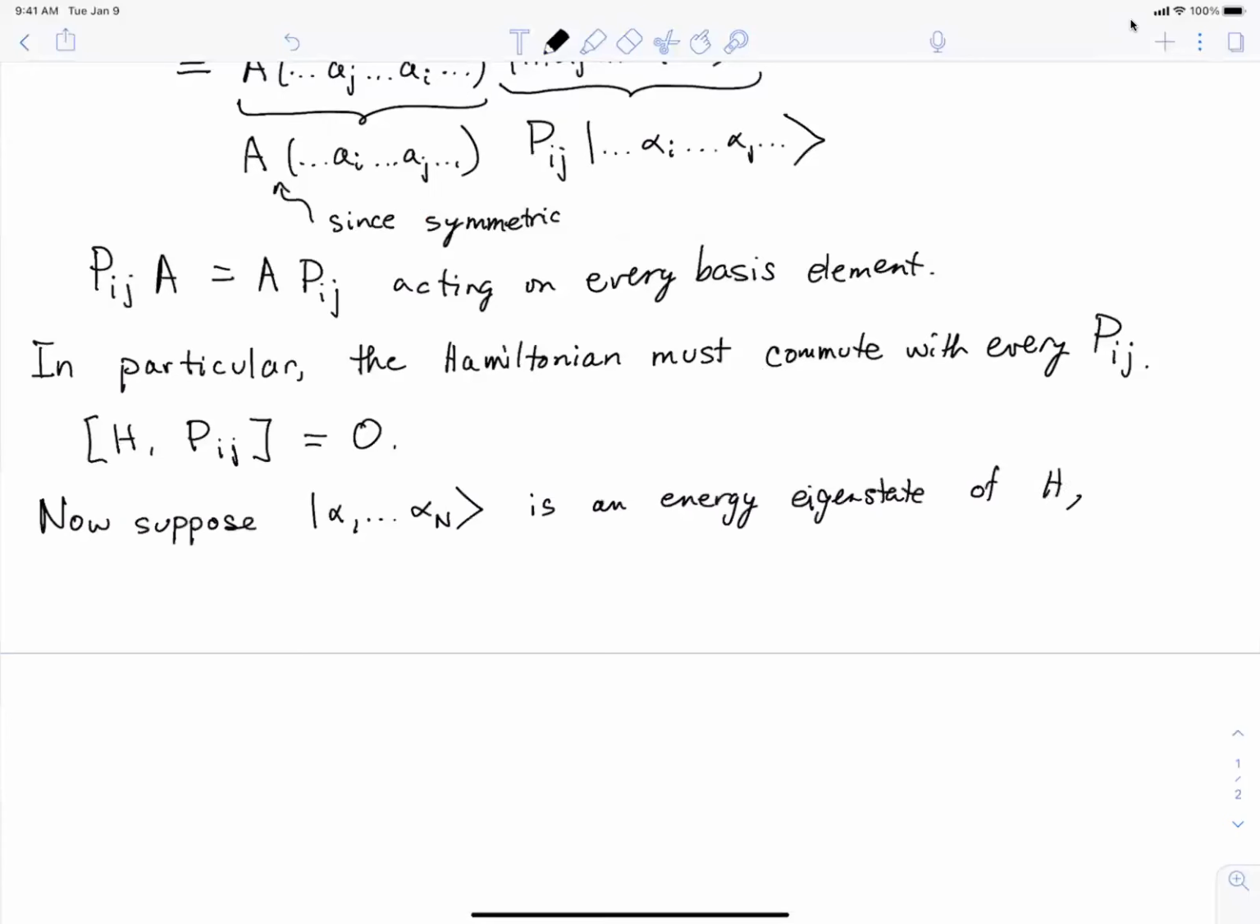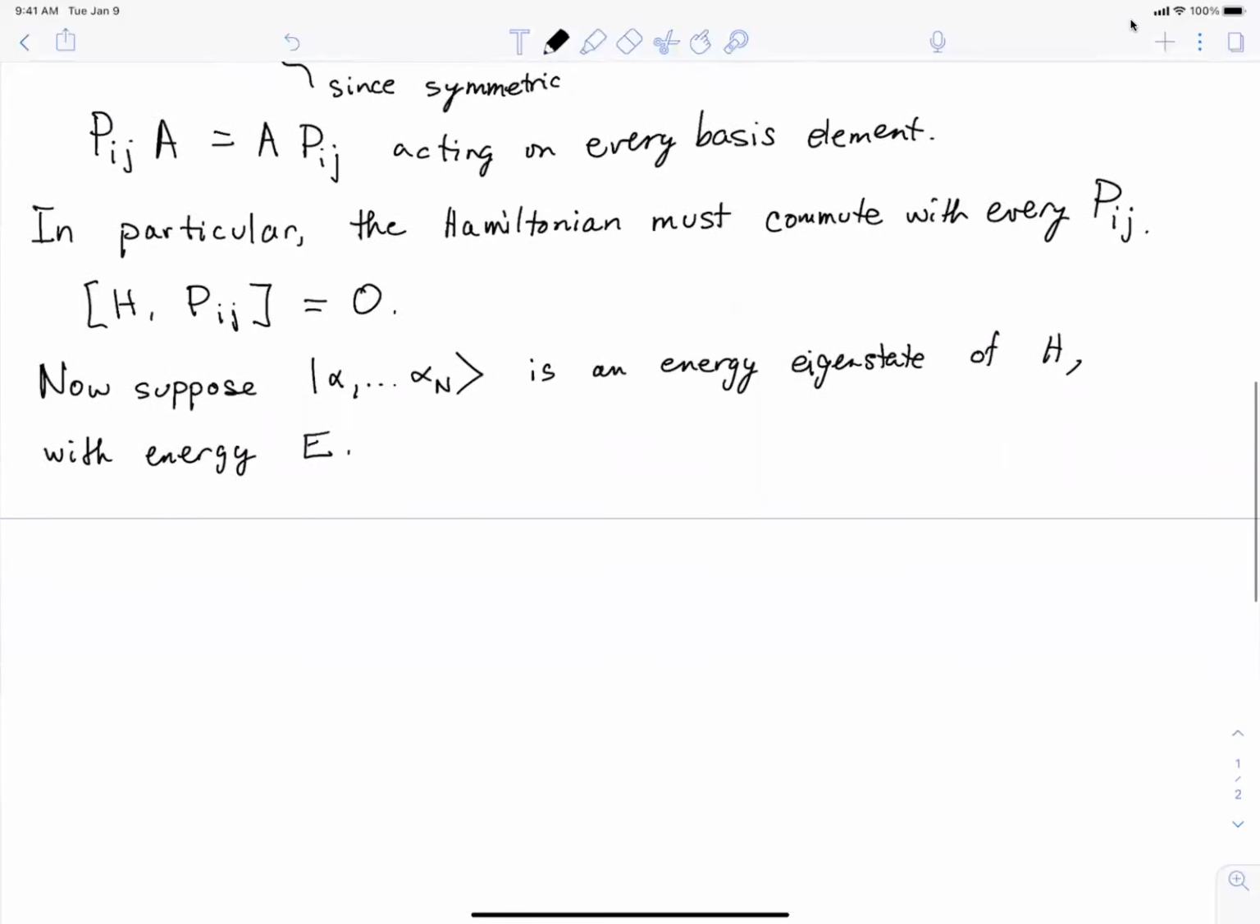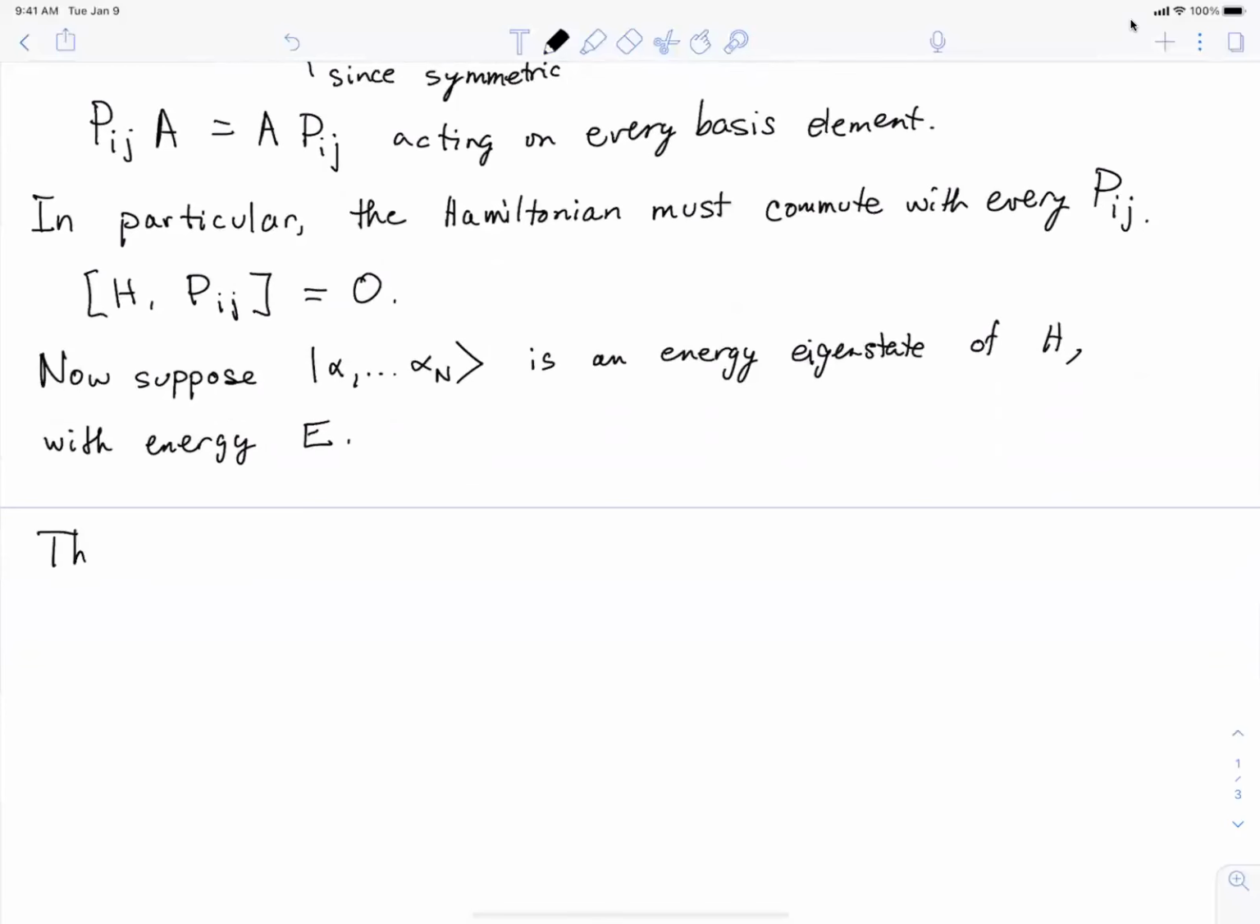And let's call its energy E. And so what we're about to show is that there's some degeneracy. And again, this is going to be a one-line proof. So the Hamiltonian acting on the pair exchange operator acting on our energy eigenstate. Because the Hamiltonian and the pair exchange operator commute, I can just rewrite this like this. And then the Hamiltonian acting on that state is E. So I can write this as E.